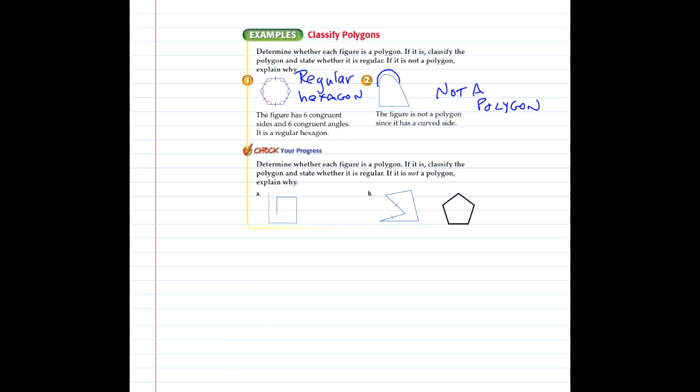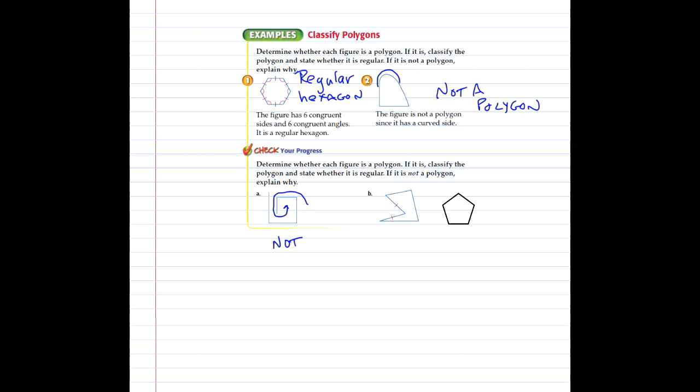Check your progress. Determine whether each figure is a polygon. If it is, classify it and state whether it is regular. If it's not a polygon, explain why. Well, in example A, the sides are straight line segments, but you can see that it is not a closed figure. It doesn't have an inside and an outside, so it is not a polygon.